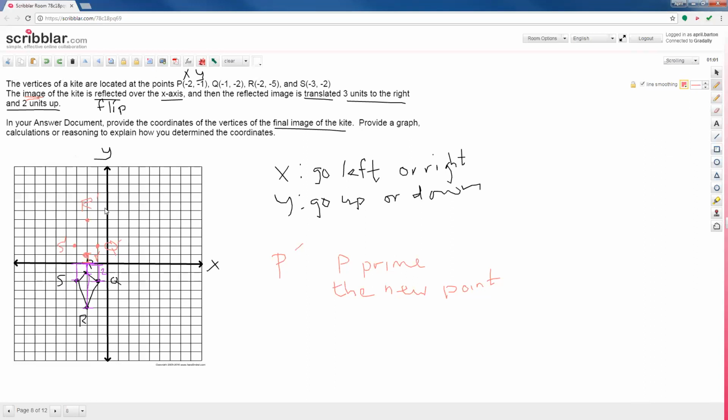And again, even if you don't remember the apostrophes, just labeling them P, Q, R, S should be enough. Here's our new kite.